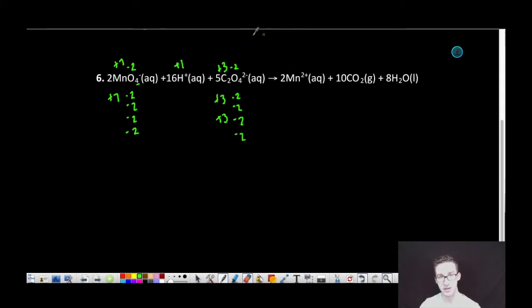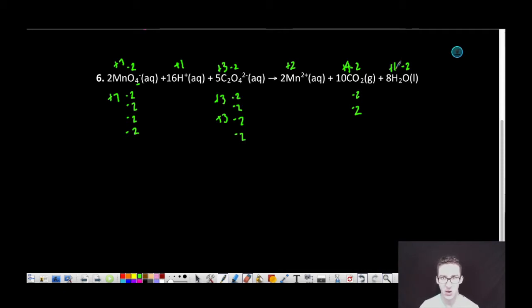We come over to the product side. The manganese ion here is just +2. That's a lot easier. Oxygen here is -2. We've got 2 of them, -2, -2. Here, the overall charge has to equal 0, so that means carbon is going to be +4. Water, oxygen is -2. Water overall charge has got to be 0. Oxygen is -2. That means hydrogen must be +1.